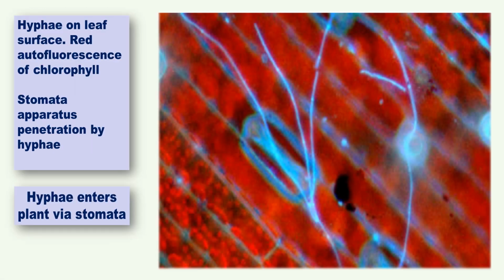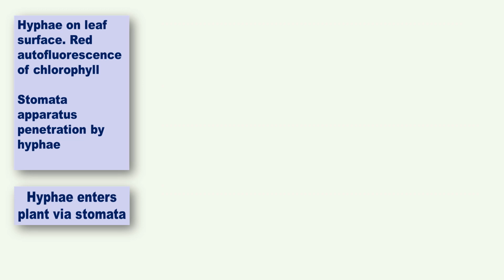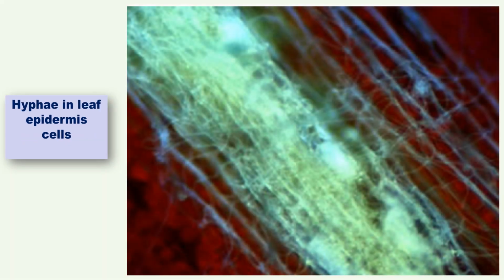And here you can see the infection hyphae entering the plant via the stomatal penetration. You can see it quite clearly, the blue hyphae entering the circular stoma. So the Microdochium enters the plant via this method. Once it's in the plant, it actually then travels through the intercellular spaces into the cells and extracts nutrients. It's just like any other organism.